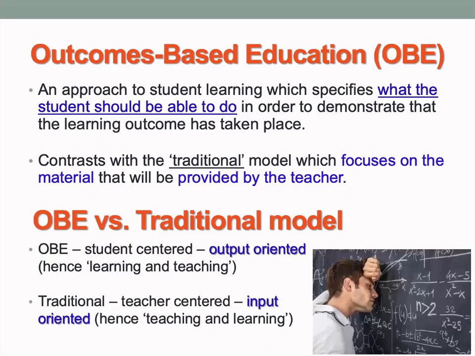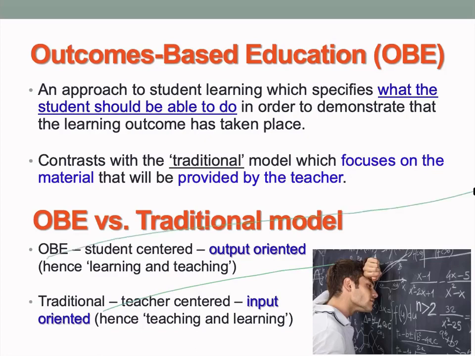Okay, now let me start with outcome-based education, OBE. OBE is an approach to student learning which specifies what the students should be able to do in order to demonstrate that the learning outcome has taken place. So that's why all our courses now must have learning outcomes, because the approach here is outcome-based.